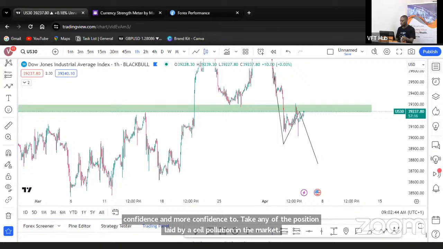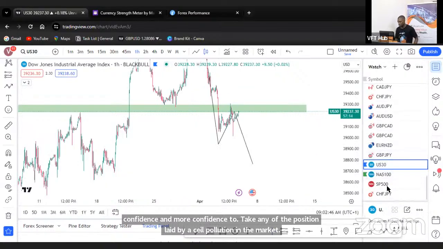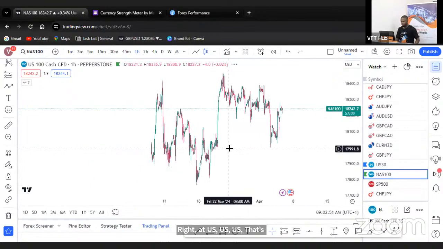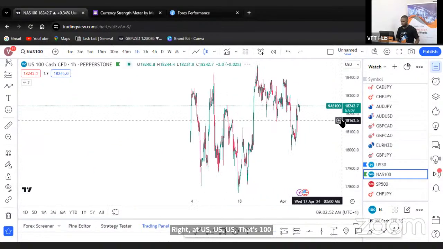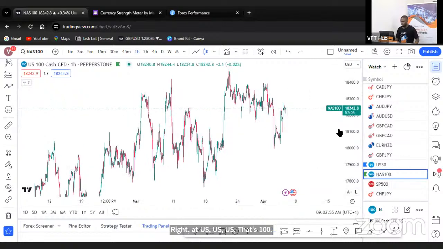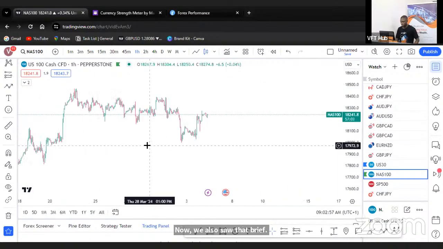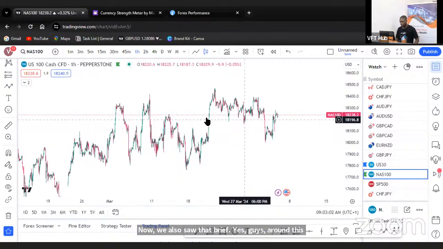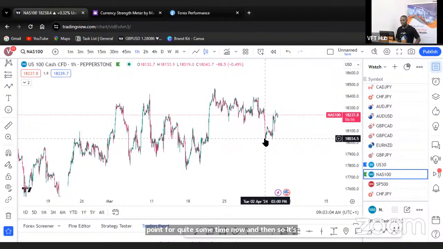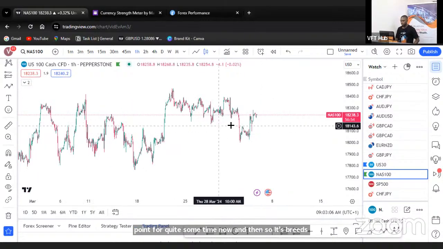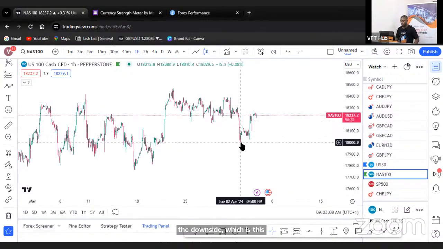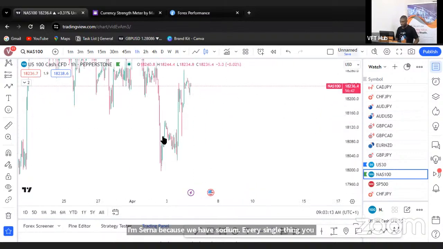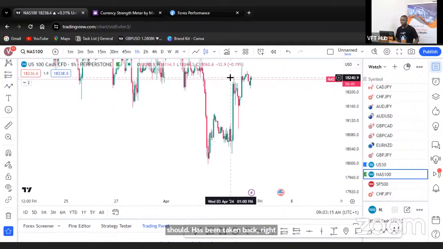Quickly at US 100, that's NAS 100. Now, we also saw that break yesterday. Price was ranging around this point for quite some time, and then it broke to the downside, which is this one. But I can't sell now because you had sold yesterday. Every single thing you sold has been taken back, right? You bought every single thing.